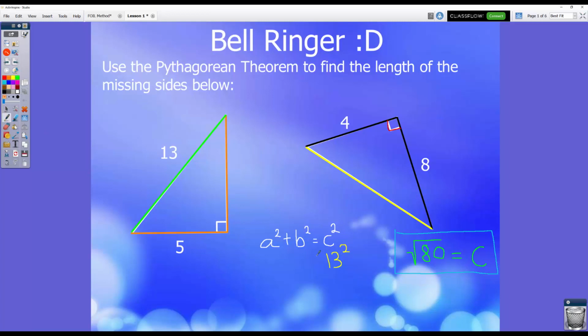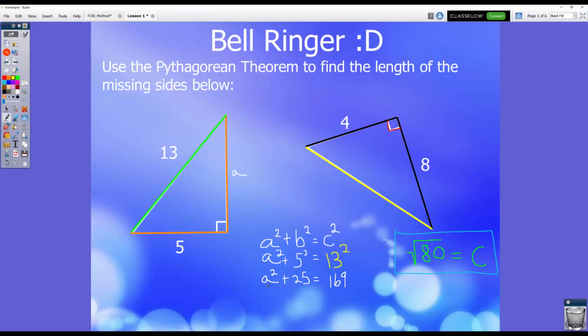C squared is always the hypotenuse. And then I'm going to plug in our 5 right here. So 5 squared plus, and we'll call this a. So a squared, or a is going to be the side that we're solving for. 13 squared is 169. 5 squared is 25. And then we get a squared.